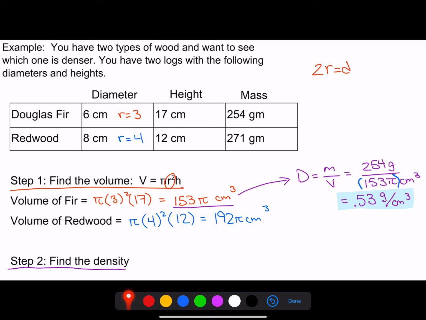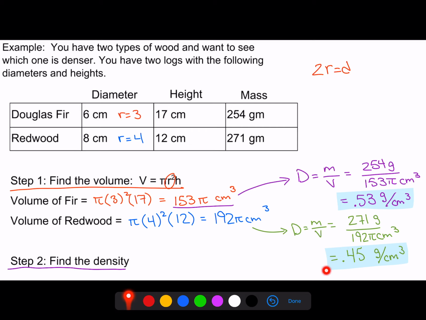Next, if we try it out for the redwood, D is equal to M over V once again. This time our mass is 271 grams. Again, we got that from our chart right up here. And our volume is 192 pi centimeters cubed. Again, that's from just our volume that we found a minute ago. If we do that math, we find out that the redwood is 0.45 grams per centimeters cubed. So we're looking for which one is more dense, and that would actually be the Douglas fir, because it has a higher density, a higher amount of grams per centimeters cubed in it.